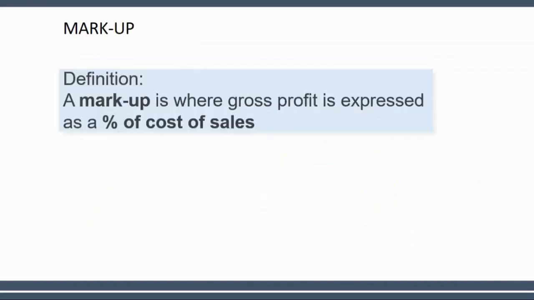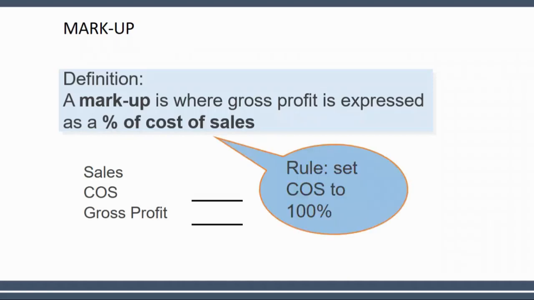But if you go for markup, a markup is where gross profit is expressed as a percentage of cost of sales. So here the rule is, because markup is on cost of sale, you set cost of sale as 100%. And if gross profit is 25%, selling price would be more than 100%. So in case of margin, 100% is the maximum for sales, cost is below that. In case of markup, cost is 100%, selling price would be more than 100%.